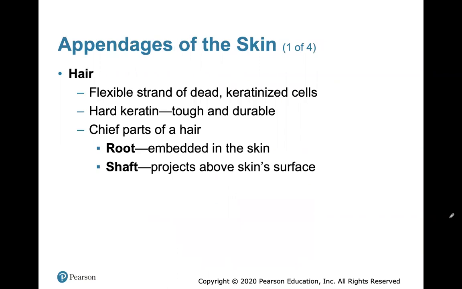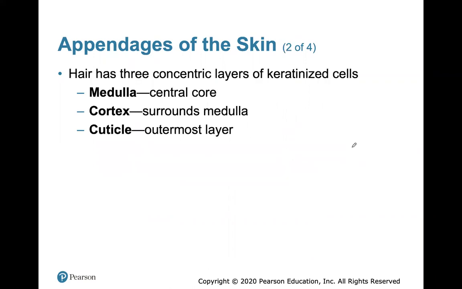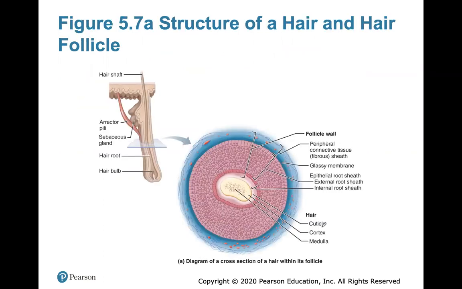Hair then is a flexible strand of dead keratinized cells. It's hard keratin. The chief parts of the hair are the root and the shaft. The root is embedded in the skin, and the shaft projects above the skin surface. The hair has three concentric layers of keratinized cells: the medulla, the cortex, and the cuticle. And we can see these three layers here, the cuticle, cortex, and medulla of the hair follicle itself. And then the hair shaft is what sticks out above the skin surface.